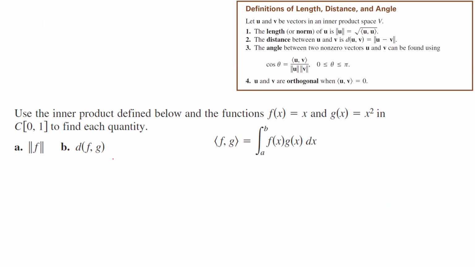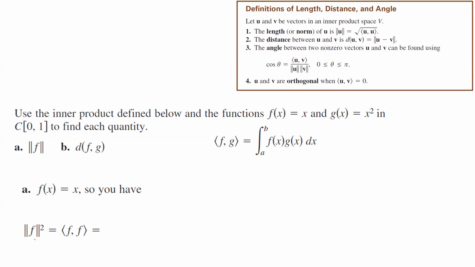Okay, so let us take a look at it. Here, f of x is equal to x, so the norm of f is equal to the square root. Remember the definition from here. The norm of u is equal to the square root of the inner product of u and u. So if I raise both sides to the second power, you can get rid of this square root. Sometimes it's easier to work with this symbol, or you can just write it this way. Both of them are absolutely fine.